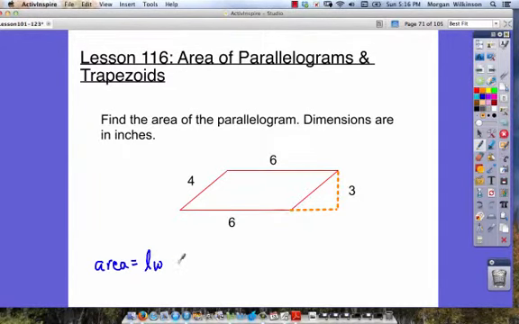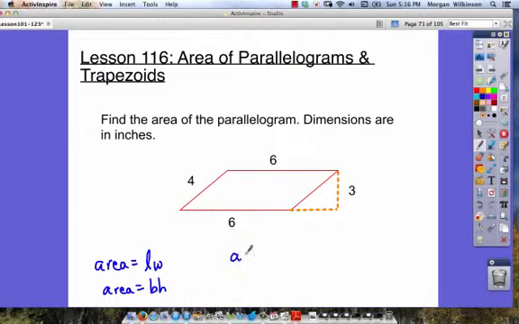So, length times the width, or we could call that area is equal to base times height. And the height always has to be straight up and down. So that's why we have these dashed lines here. They're not part of our figure, but they tell us the height.